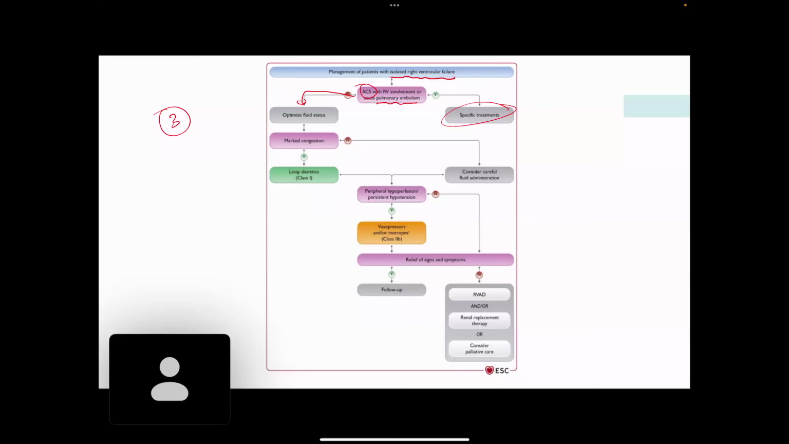The first thing that you need to do is optimize his fluid status. So before that, see if the patient is congested. If the patient is congested, that is the patient is wet, then you have to start this patient on diuretics. If there is no congestion, the patient is dry, then you have to give fluids because RV dysfunction responds to fluids. Then followed by looking at his hypoperfusion and hypotension. If the patient has any hypotension, then you have to start this patient on vasopressors. If the patient has no hypotension and still continues to worsen, then you have to consider RV assist devices or renal replacement therapy.